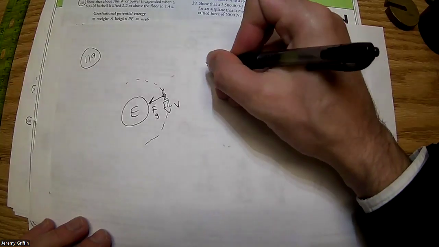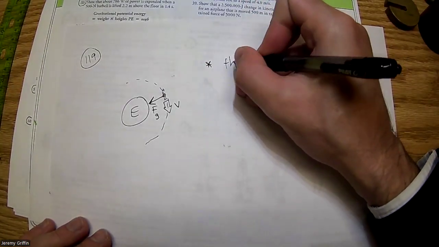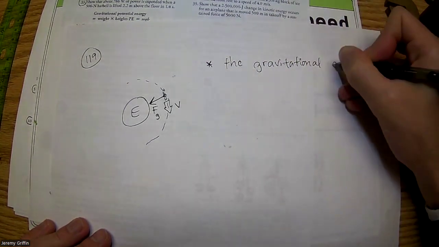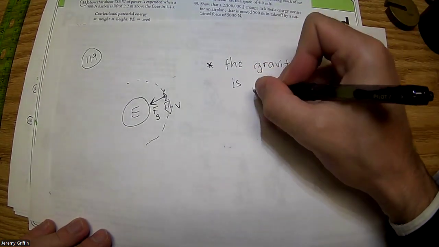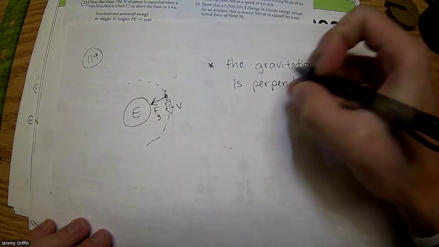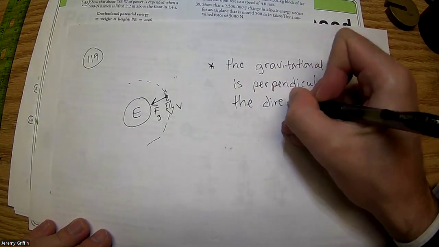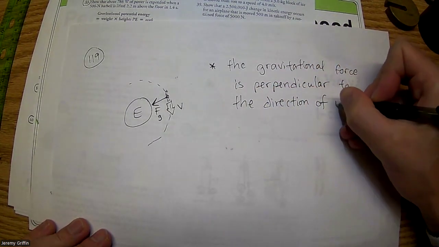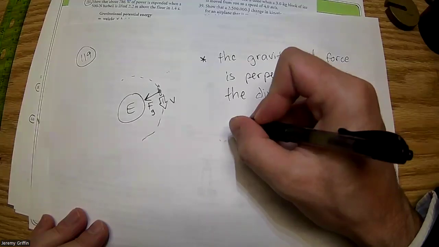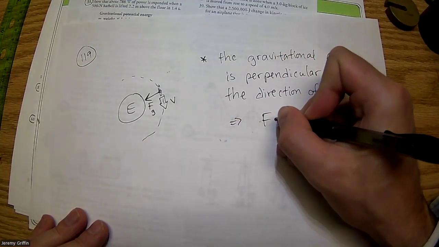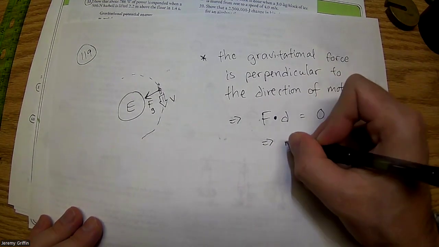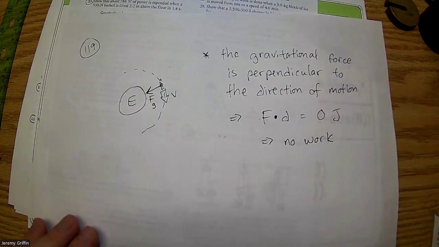So I could say the gravitational force is perpendicular to the direction of motion, and therefore, F dot D is always equal to 0. Hence no work. Right. That's a real short way to encapsulate that.